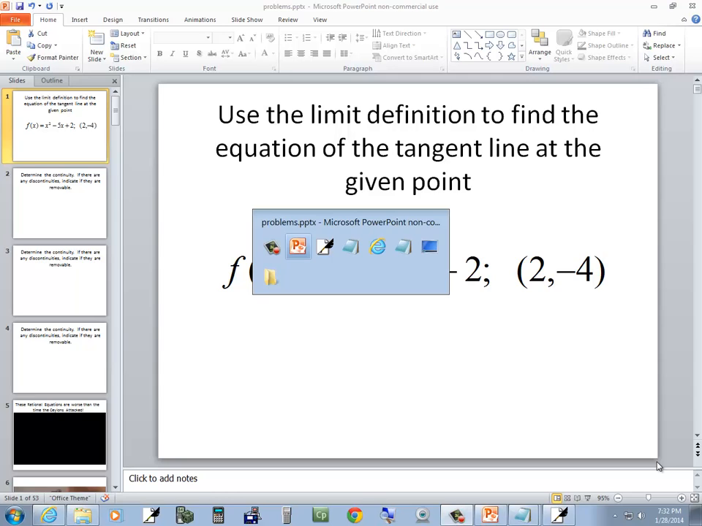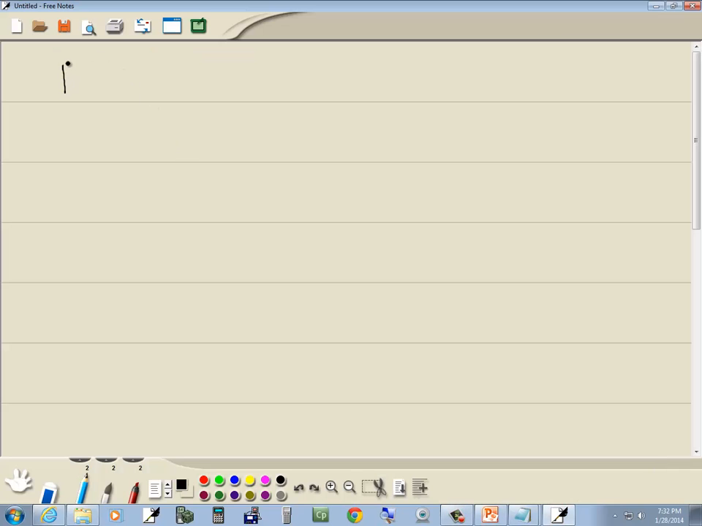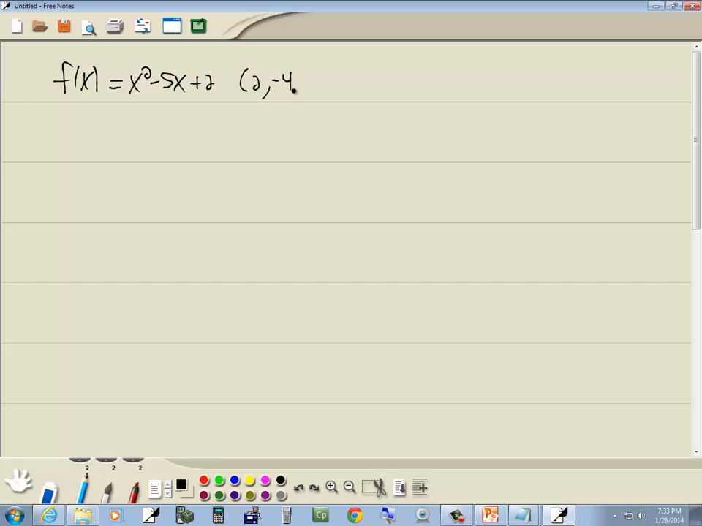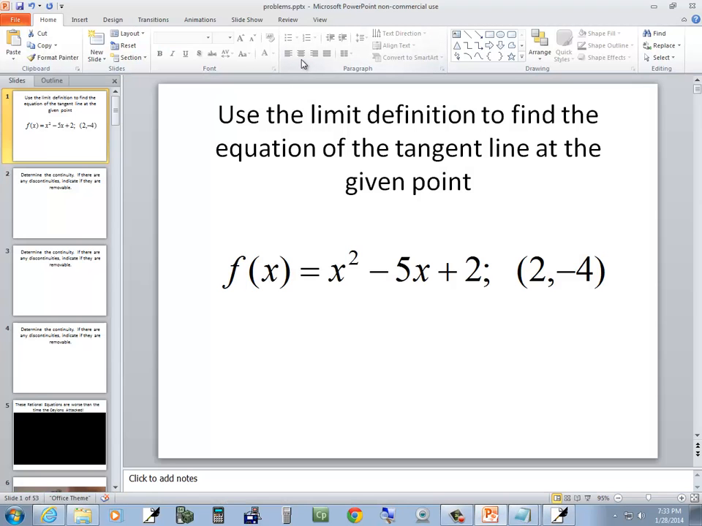Take a look at this problem. We've got f of x is equal to x squared minus 5x plus 2 at the point (2, negative 4). And we want to use the limit definition to find the equation of the tangent line at a given point.